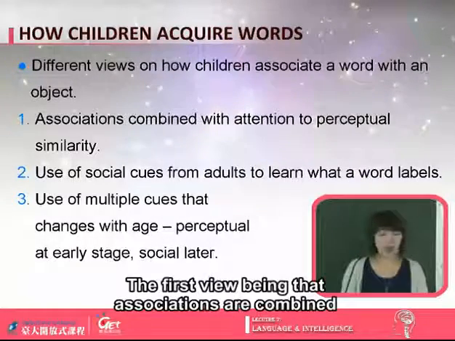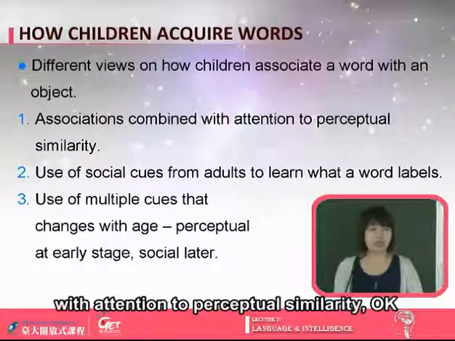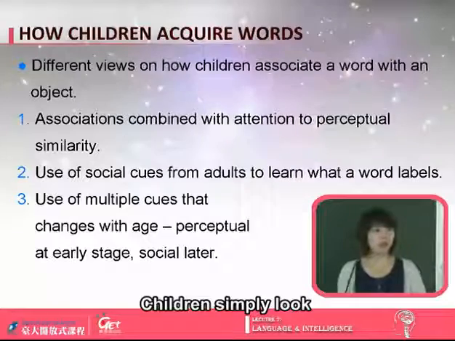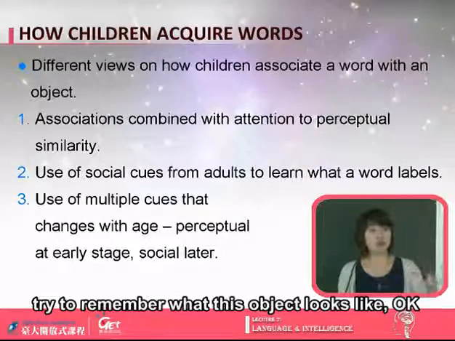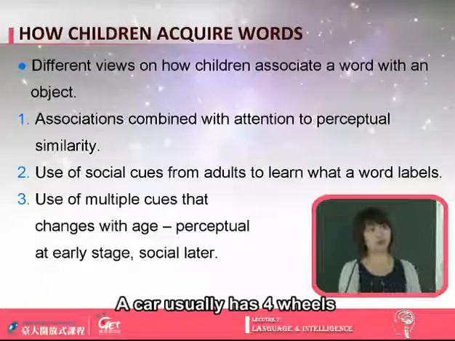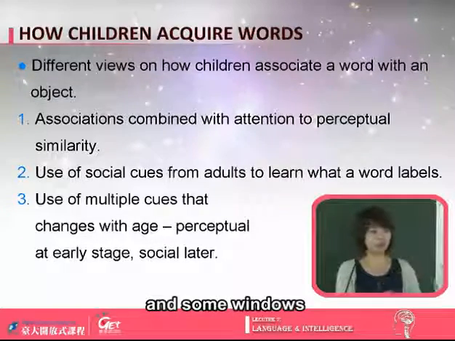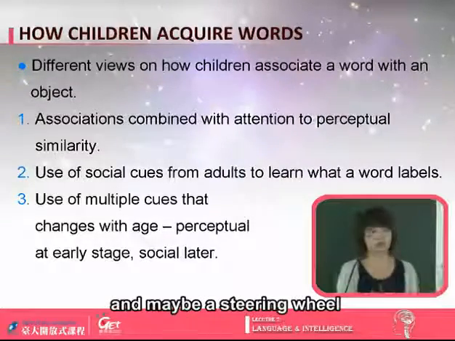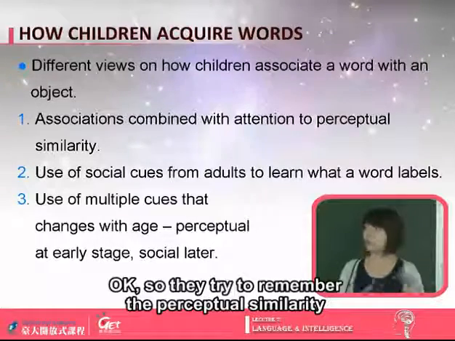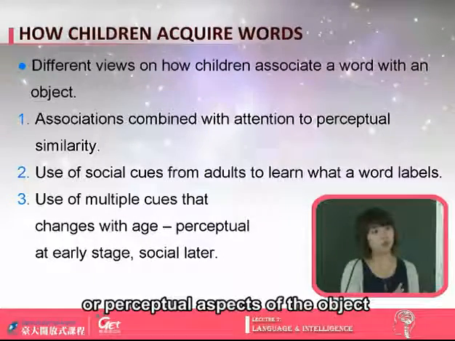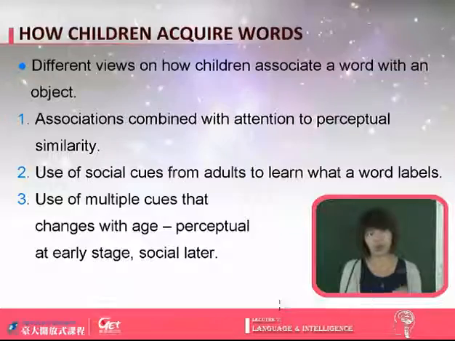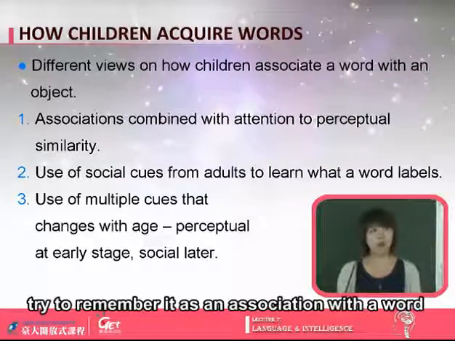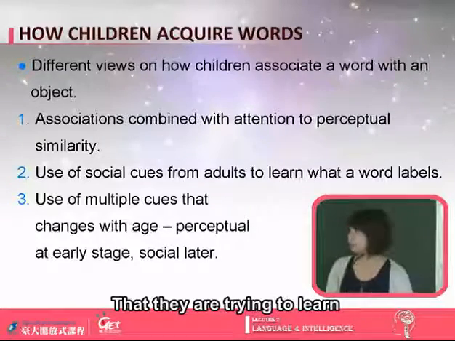The first view being that associations are combined with attention to perceptual similarity. Children simply try to remember what this object looks like. A car usually has 4 wheels and some windows and maybe a steering wheel. So they try to remember the perceptual aspects of the object and link it, remembering it as an association with a word that they're trying to learn.